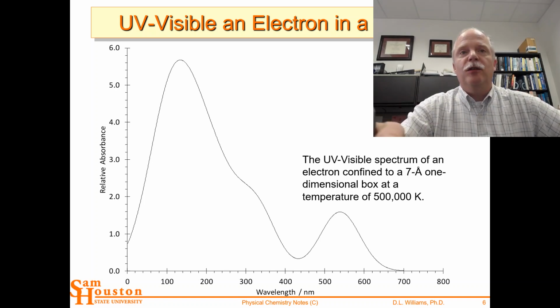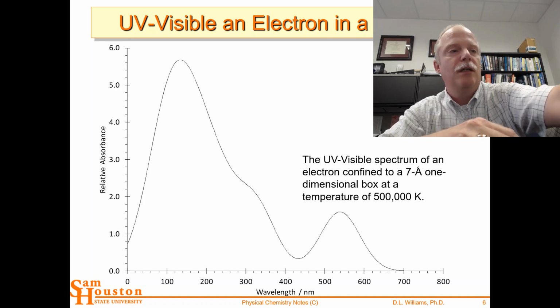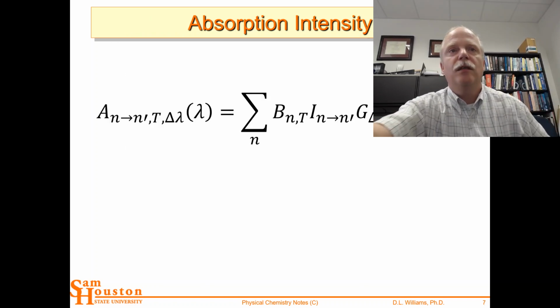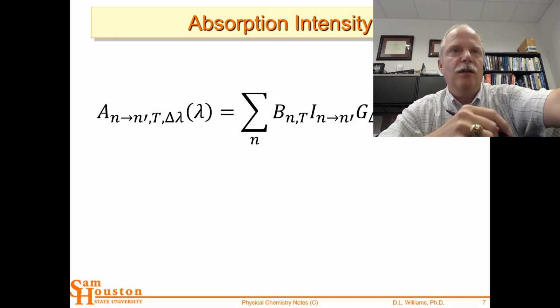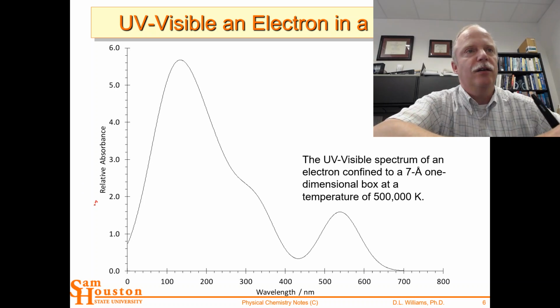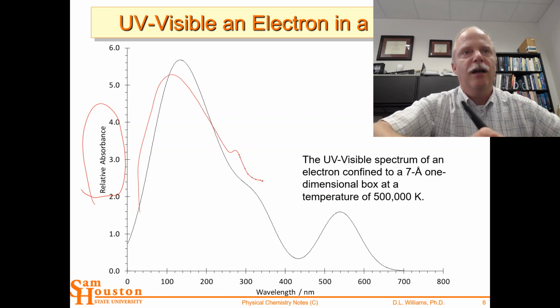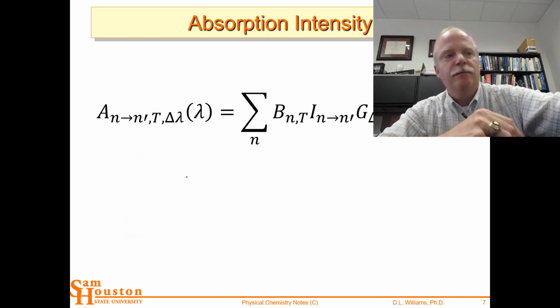This is the UV visible spectrum of an electron confined to a 7 angstrom one-dimensional box, and it has the intensity pattern that it has because it's at a very high temperature. There are a lot of excited electrons in this particular system because it's at 500,000 Kelvin. So let's look at this spectrum with this intensity equation in mind. There are several parts that might add up to create the vertical axis. Let's look at this relative absorbance axis. What gives us this pattern of peaks? That's given by this equation here.